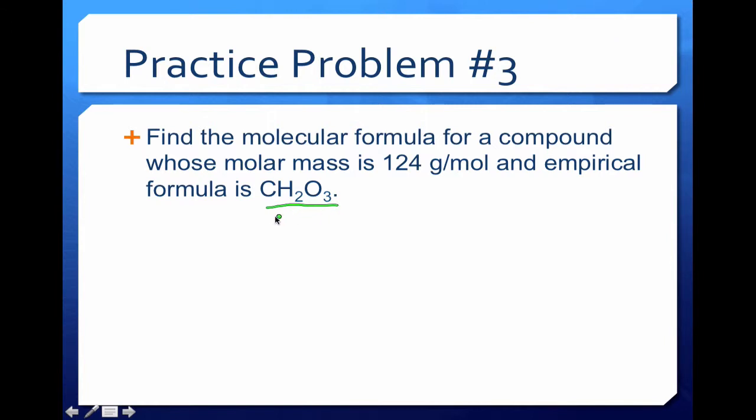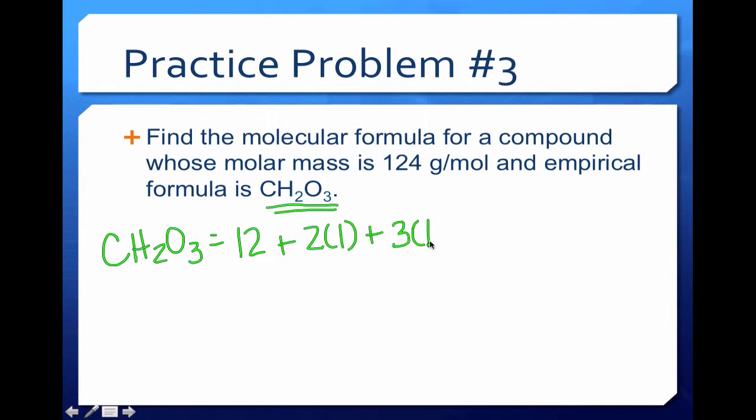Well, the first step that we just talked about was finding the empirical formula. We don't have to do that. They gave it to us right here. So I can jump to the next step, which is to calculate the EFM, which is the empirical formula's mass. So if I break this down, I go to the periodic table. I have 1 carbon, which is 12 grams. Plus I have 2 hydrogens, which are each 1 gram, and I have 3 oxygens, which are each 16. And when I do all of that and I add it up, I end up with 62 grams.